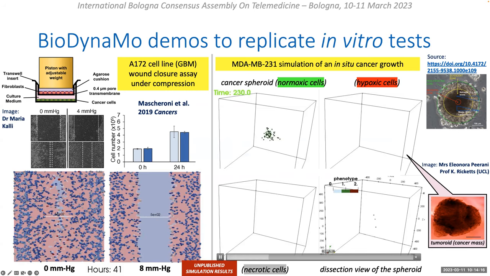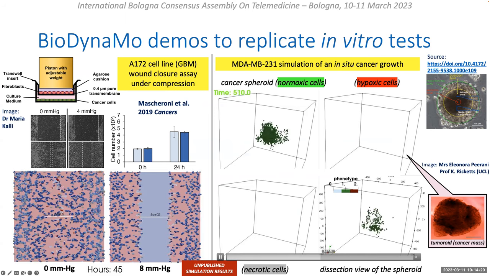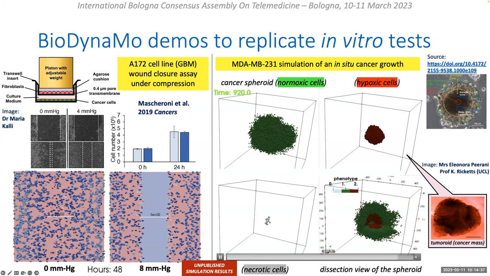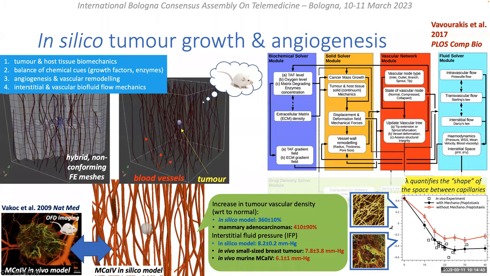On the right, we have a different demo using BioDynaMo, where we simulate the development of a three-dimensional cancer mass that mimics an in situ carcinoma, as seen at the microscopic still images. This quantitative comparison shows nicely the formation of the oxygen-deprived core of hypoxic cells, shown dark red, the necrotic cells, shown gray, while the outer rim of the spheroid consists of active, proliferative breast cancer cells, shown green.